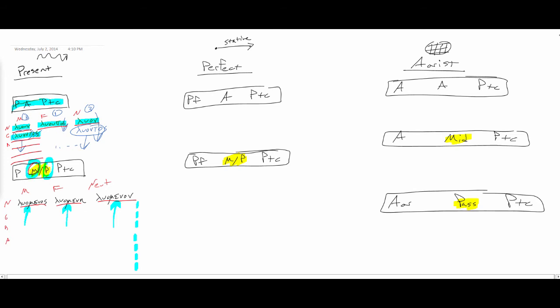And how about for the middle translation? Let's just do the middle translation. It would be the man who is loosing for himself, the woman who is loosing for herself, the thing that is loosing for itself. All right, hang in there. Trust me, this isn't easy for me either. Okay, so now to the perfect participle.